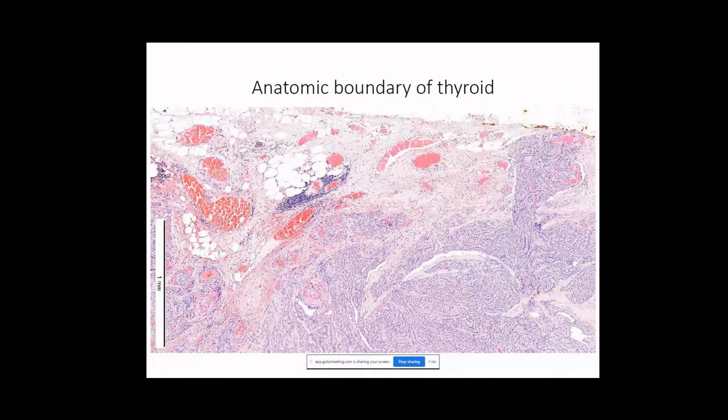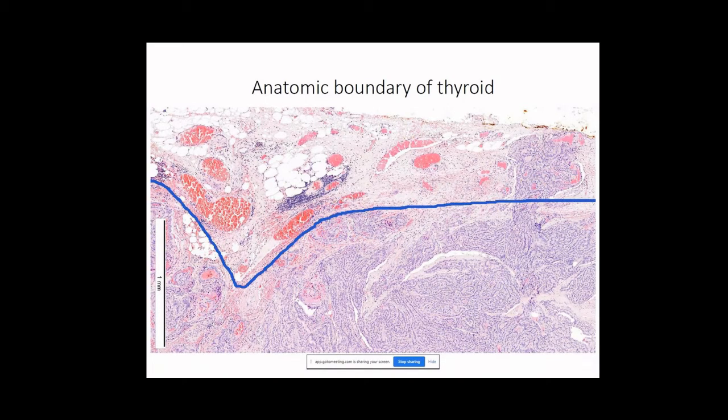So you've heard about looking for the edge of the thyroid, and that wasn't really expanded upon. But this is what we do. We look for anatomic boundaries to what we think are the limits of the thyroid, and we use that to call whether or not something is microscopic extrathyroid. Next slide.